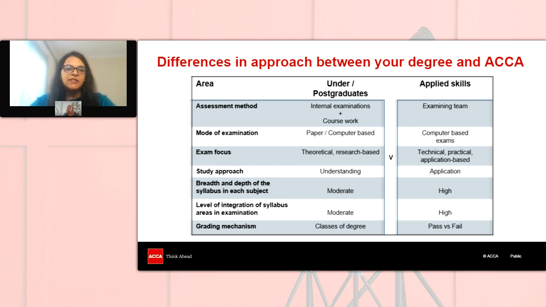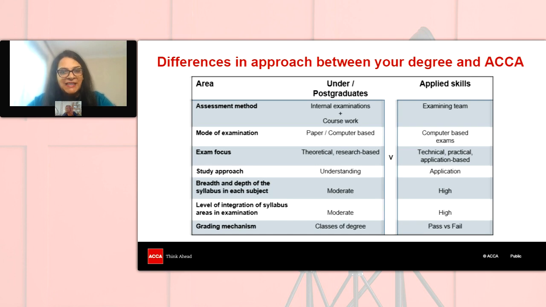Now, in your degree studies, your grading is done on the basis of exams, which are mostly set internally by the university, and your final grade includes results of your coursework as well. In ACCA, on the other hand, the exams are set by a completely independent examining team who are not involved in any aspect of teaching or content development.